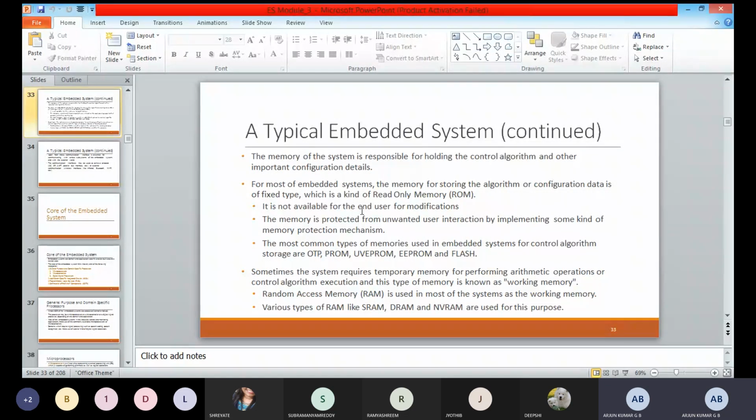The output will be controlled. That's why the RAM can be used. It can store some of the control algorithm or configuration data. Similarly, RAM, the random access memory, is used for the working memory. It is temporary memory, and there are various types of RAM. Static RAM, DRAM, and NVRAM are used for this purpose, because static RAM, DRAM, and NVRAM are used as working memory.